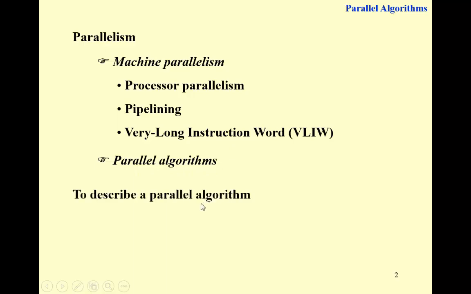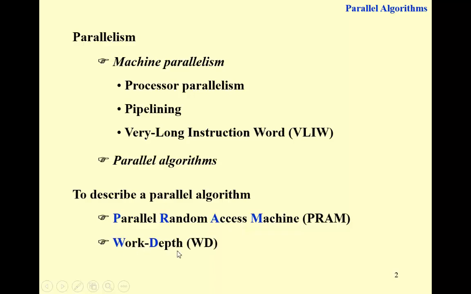And to describe a parallel algorithm, we must use some models. Here we're going to introduce two models. One is the parallel random access machine, PRAM. It's the earliest and best known model of parallel computation. And the other is the work depth, so-called WD model, which is basically equivalent to PRAM.